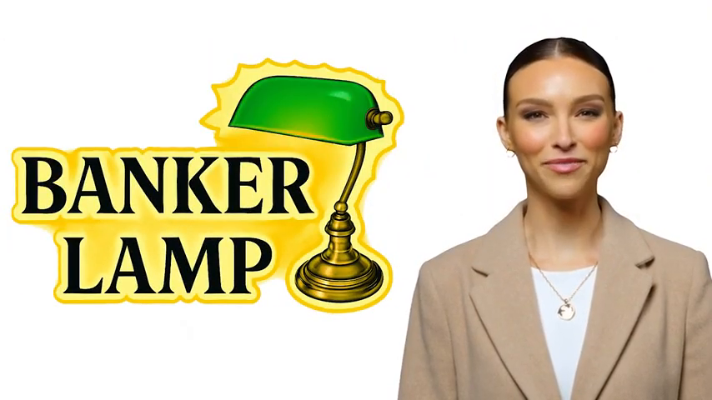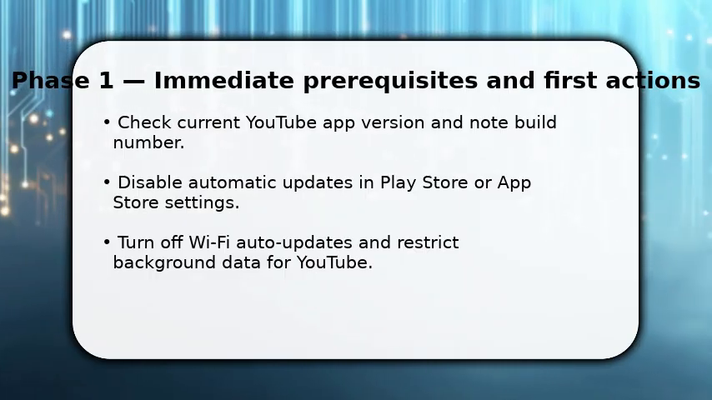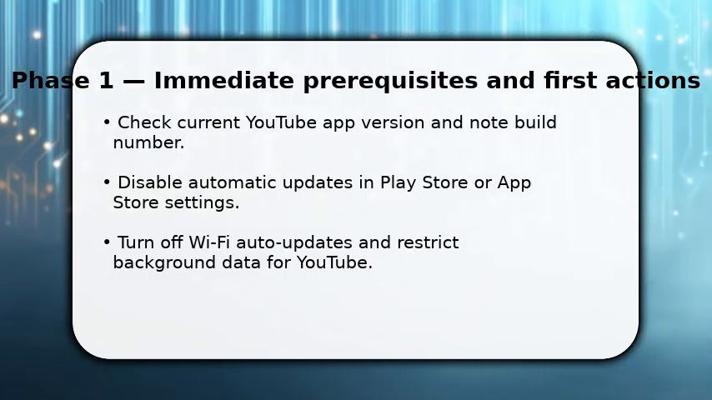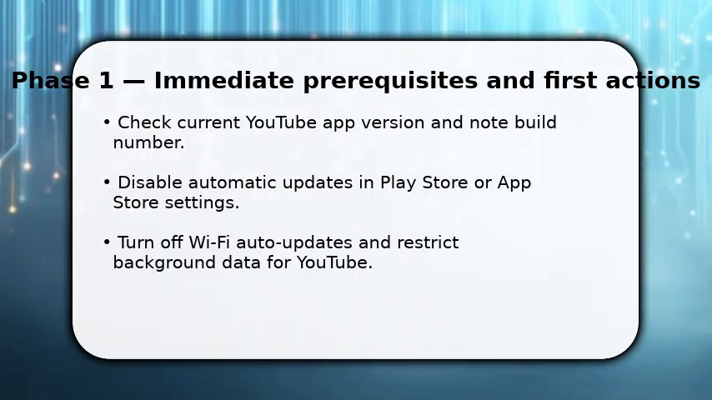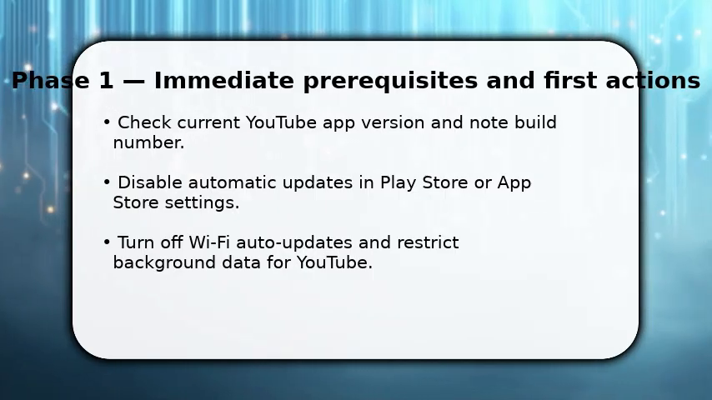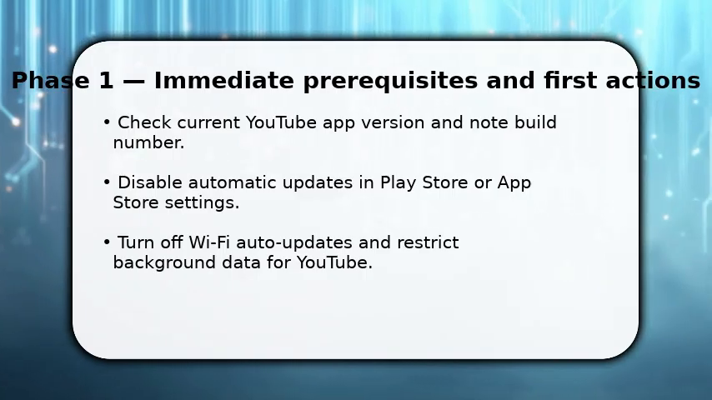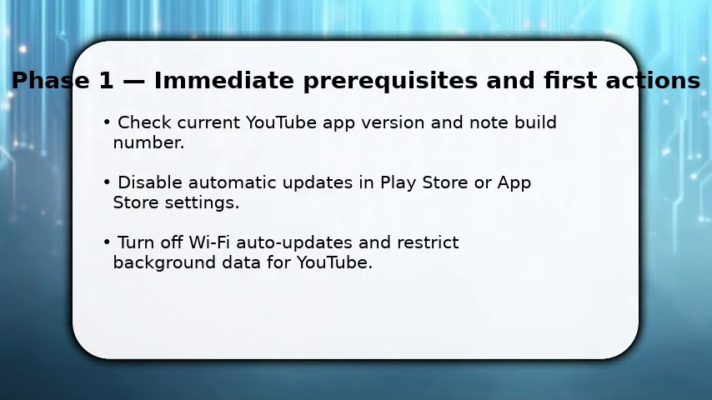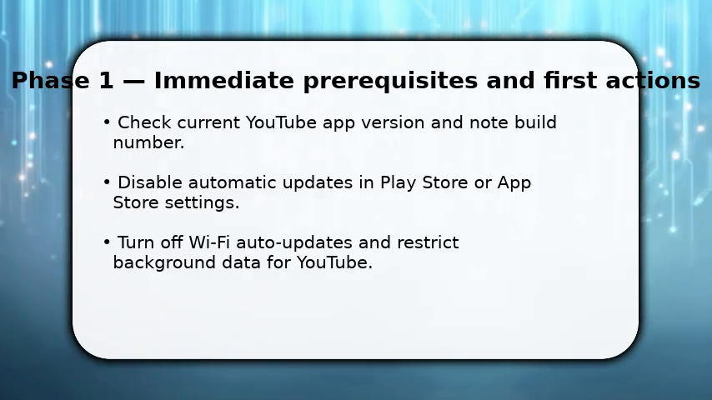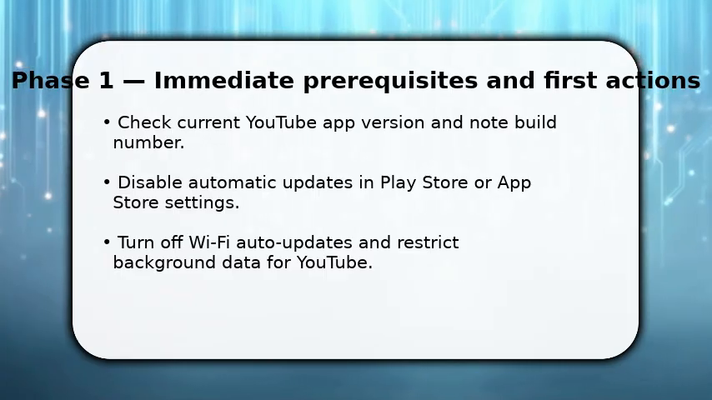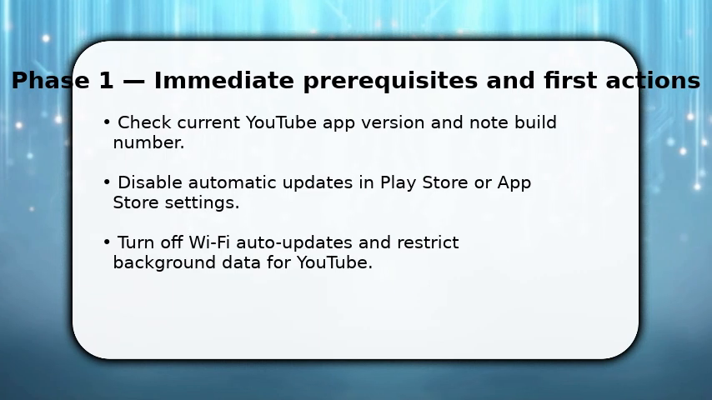Please enjoy the video. You start by confirming the app version so you can detect future changes. This helps if you need to roll back. Once done, open your App Store and disable automatic updates for YouTube, then immediately restrict the app's background data and Wi-Fi auto-update privileges. Make sure to revoke any device admin or special permissions that allow silent installs. These first actions limit updates from being pushed silently, and they set the stage for the device-level controls that follow.